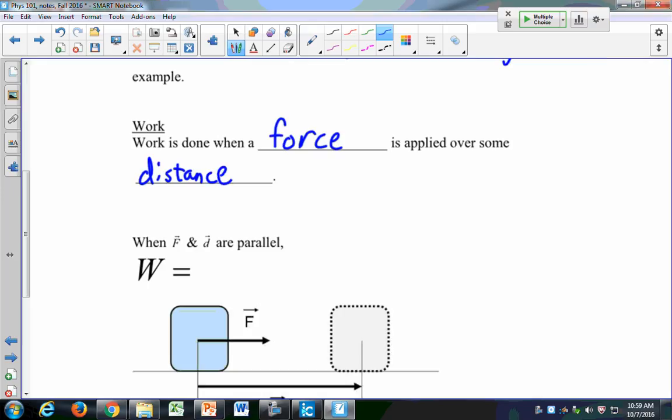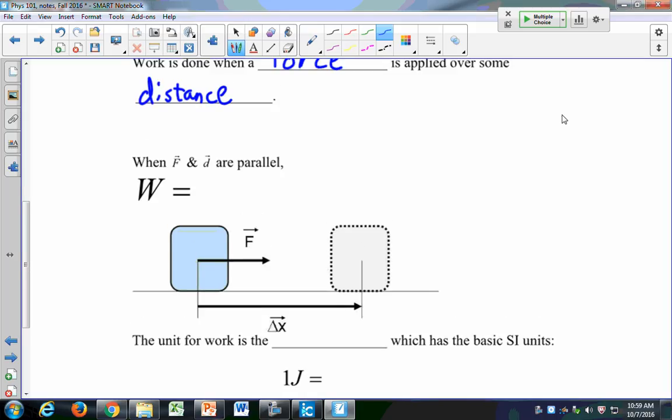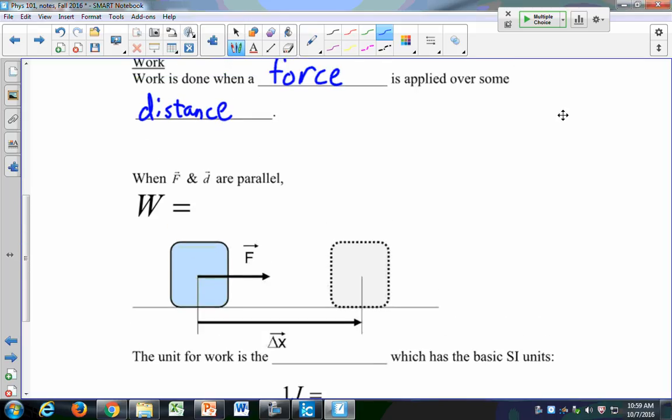Work is done when a force is applied over some distance. So if I have an object that I apply a force to, and I move it to another position, then I've done work on that object. Anytime I have a force that causes some object to move, then I've done work.